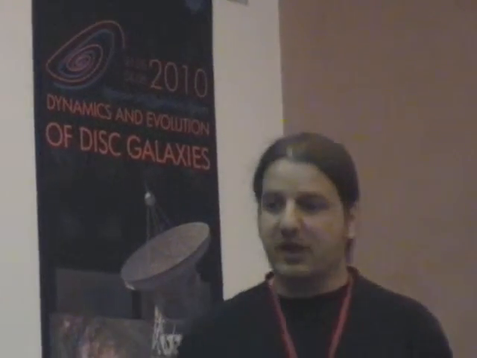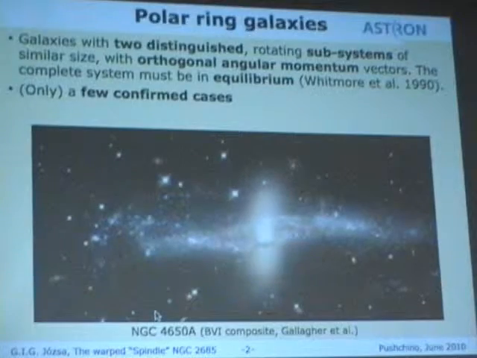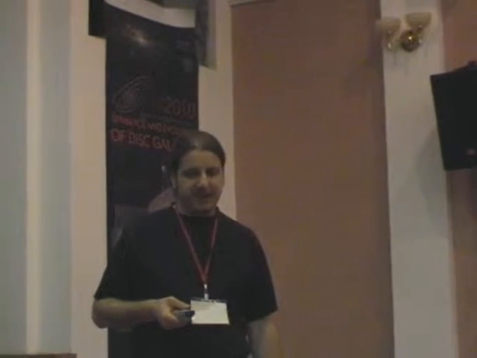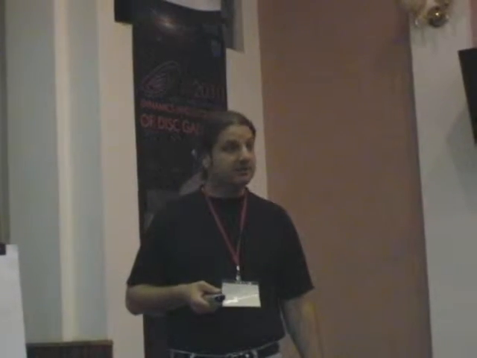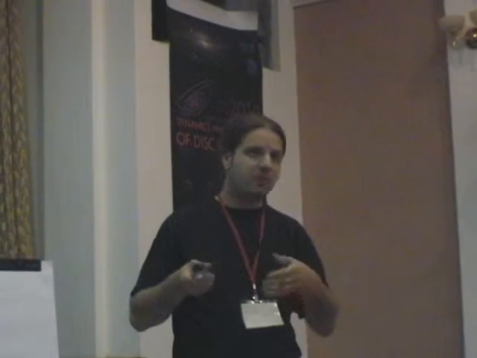NGC 2685 is long considered a polar ring galaxy, and those are systems that are in principle well defined as galaxies with two orthogonal disks, or two orthogonal systems, that are confirmed to be rotating about their spin axis. And the system must also be in sort of an equilibrium. This is a very strict definition of a polar ring galaxy. There are always some transition stages, and I will try to convince you that NGC 2685 is one of those.